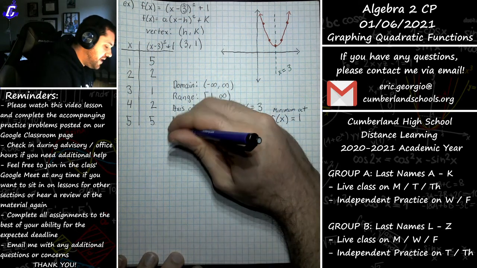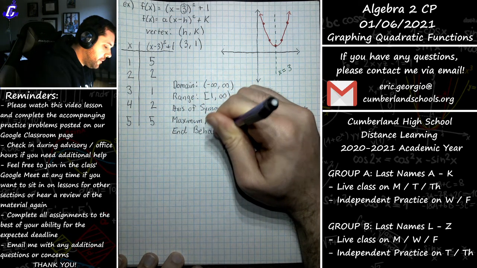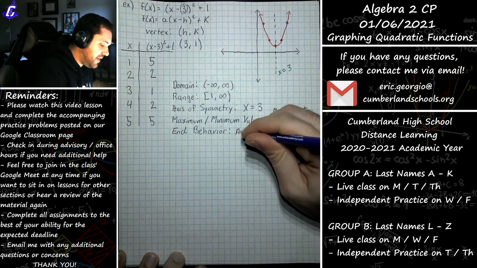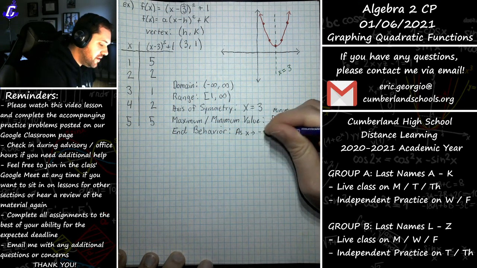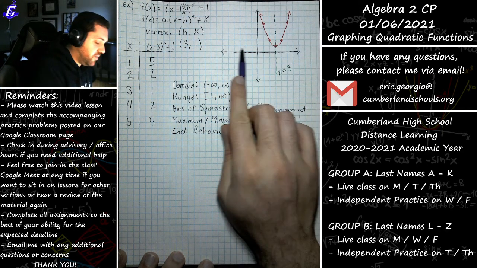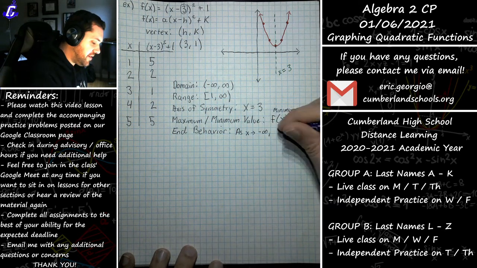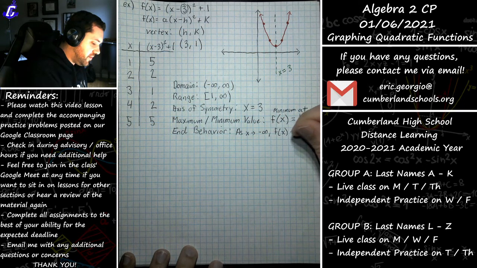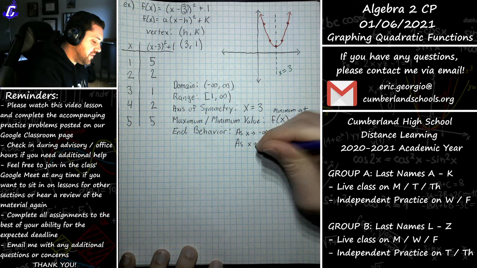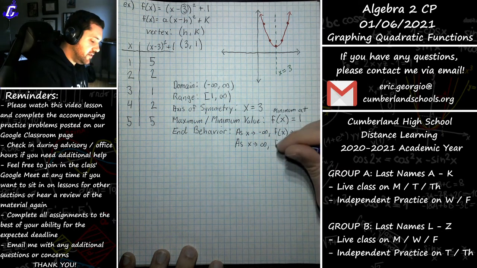And lastly, the end behavior. I would say here, as x approaches negative infinity, meaning as we trend to the left, as we move to the left the graph goes up, right? As our x values decrease, our y values increase. So as x approaches negative infinity, f of x approaches positive infinity. And same thing on the other side. As x approaches positive infinity, as our x values increase, the function also continues to increase.